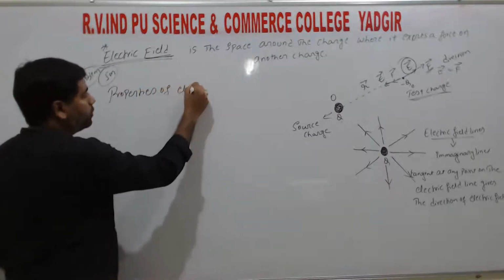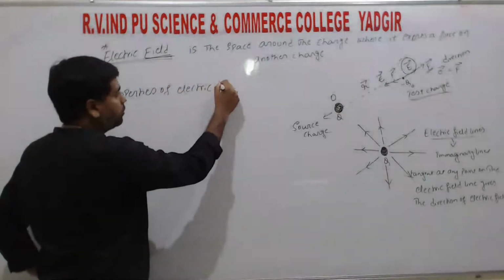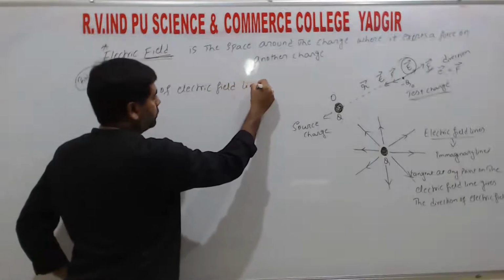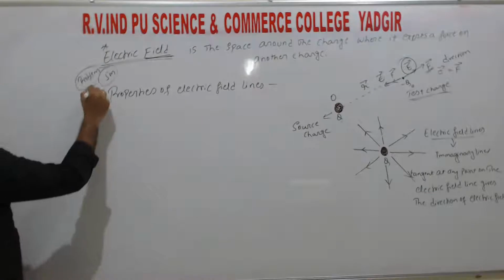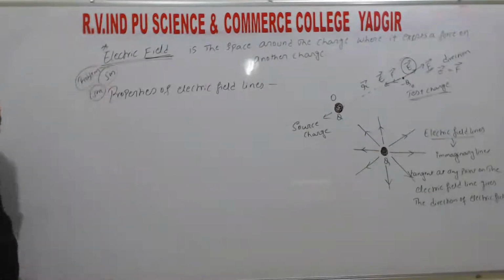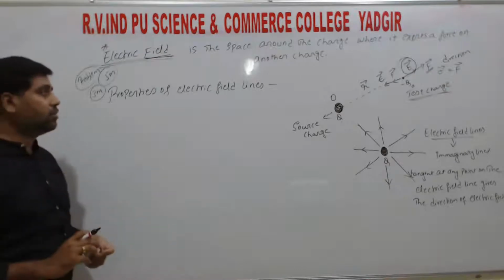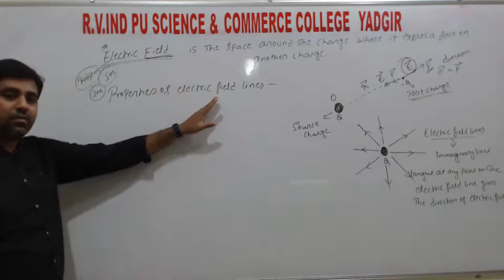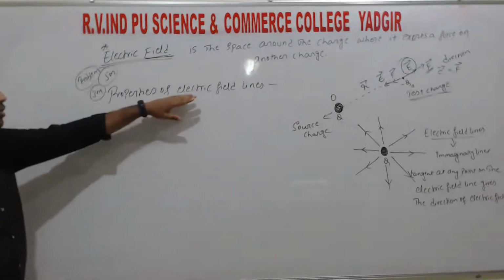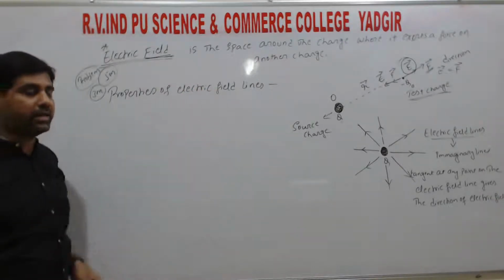Properties of electric field lines. So this one is very important. This is also for 3 marks. Several times they ask these properties for electric field lines, right? So there is a difference. Properties of electric charge is a possibility for asking, and also the properties of electric field lines, right?